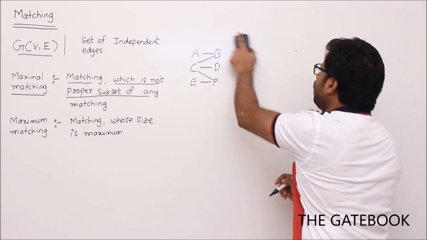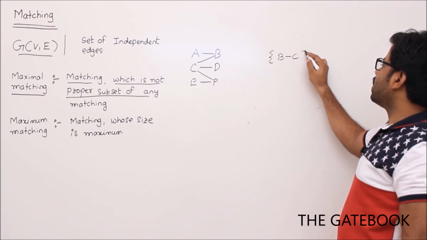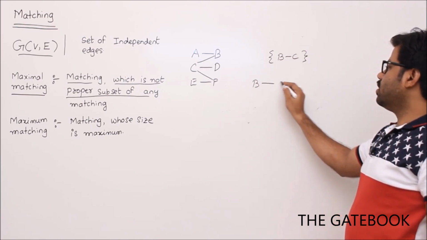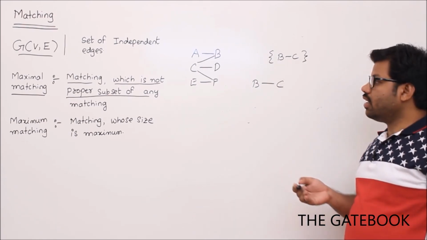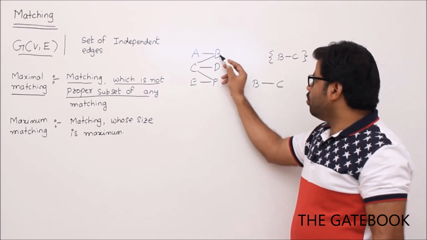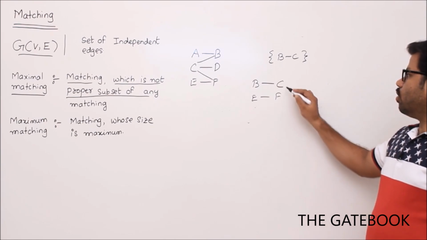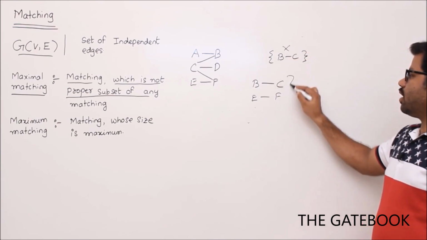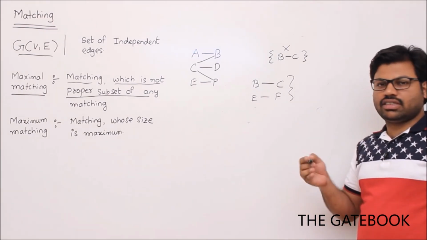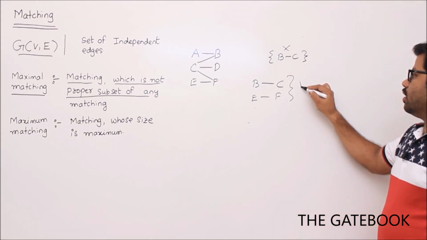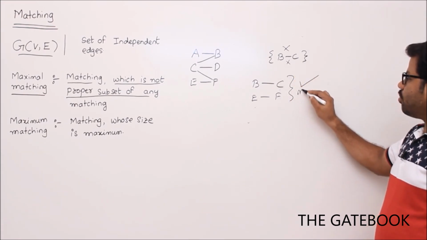Now one more example. What about BC? Is it a maximal matching? If it's really maximal, you can't add further edges, right? But I'll try to add. BC, can I add EF? Yes, we can add EF to it. Still it's a matching. So BC is not a maximal matching because I can have a better matching than that. That means we can add further edges to it. That's why this is not a maximal matching, but this one is.